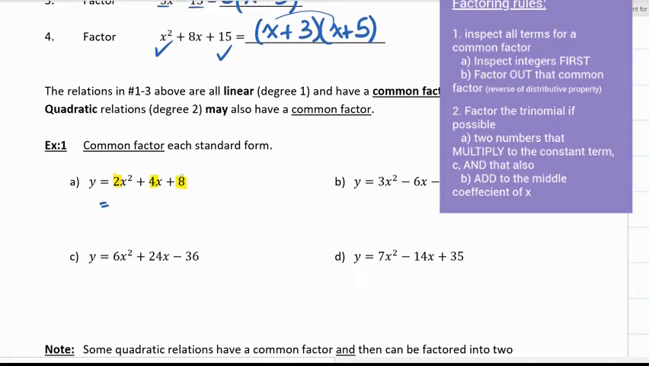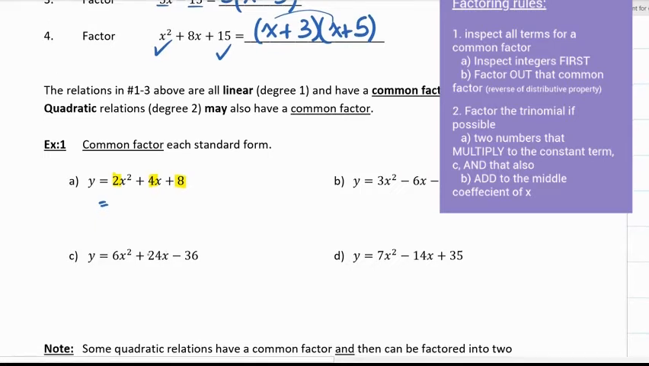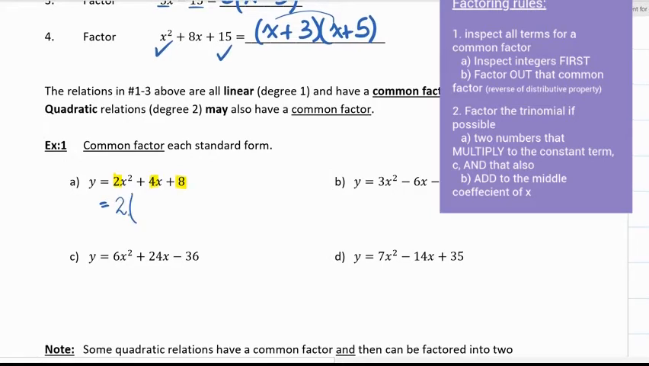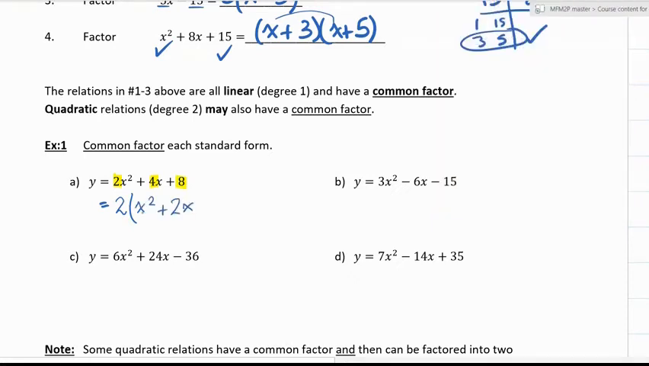What is the common factor between those three terms? In other words, a number that will go into all three of them. And you would be right if you said 2. So let's take that 2 out and then say to ourselves, okay, what do I need to multiply 2 by to get each of these terms? The first one would have to be x squared to get 2x squared. The second one would have to be 2x, because 2 times 2x gives me 4x. And the third one would have to be a 4, right?